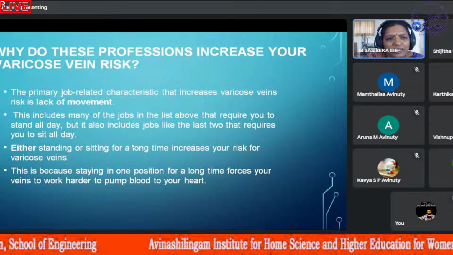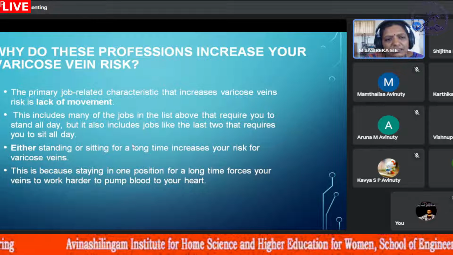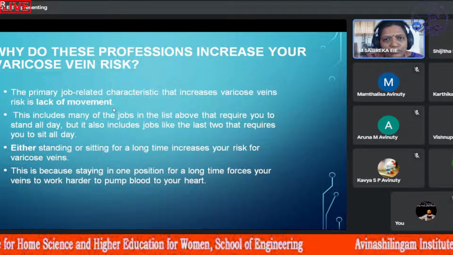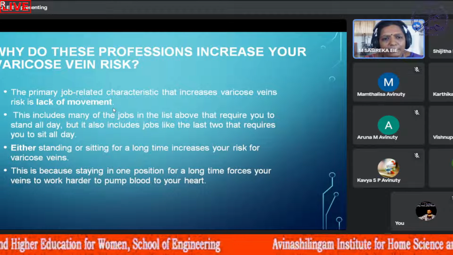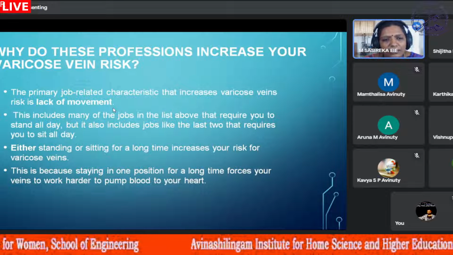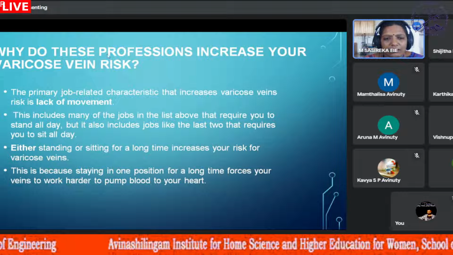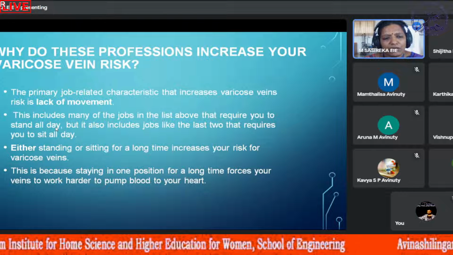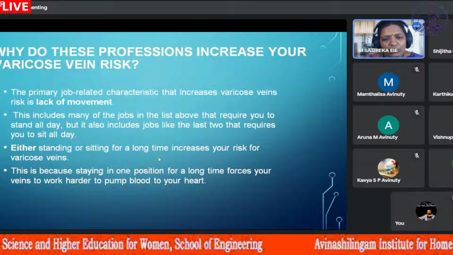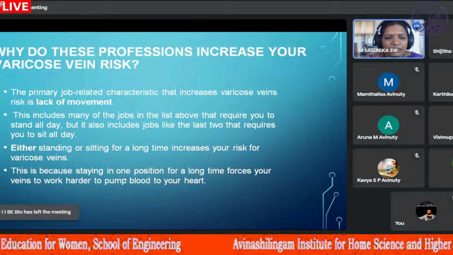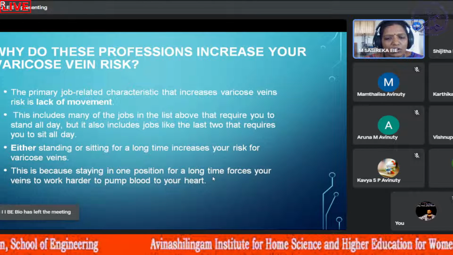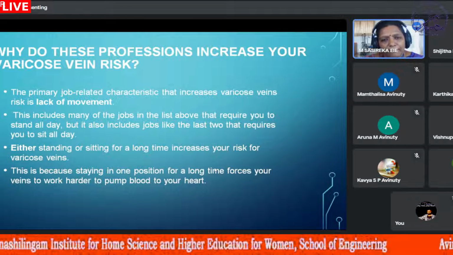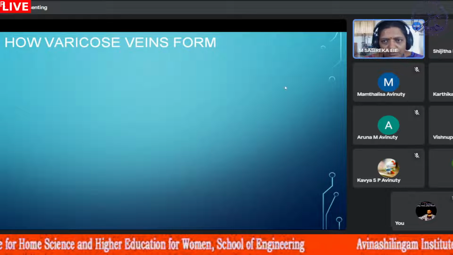So why do these professions increase your varicose vein risk? The first one is lack of movement. We stand in one position and talk for a longer time. So that is the lack of movement. Either you sit for a long time or you stand for a long time. Either sitting or standing for a long time increases the risk of varicose veins. This is because staying in one position for a long time forces your veins to work harder to pump blood to the heart.